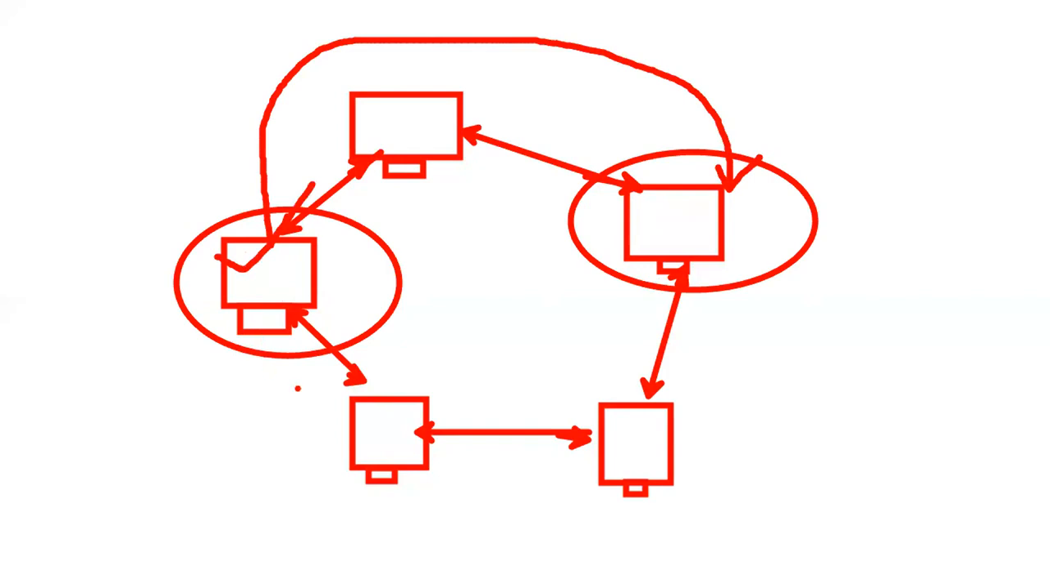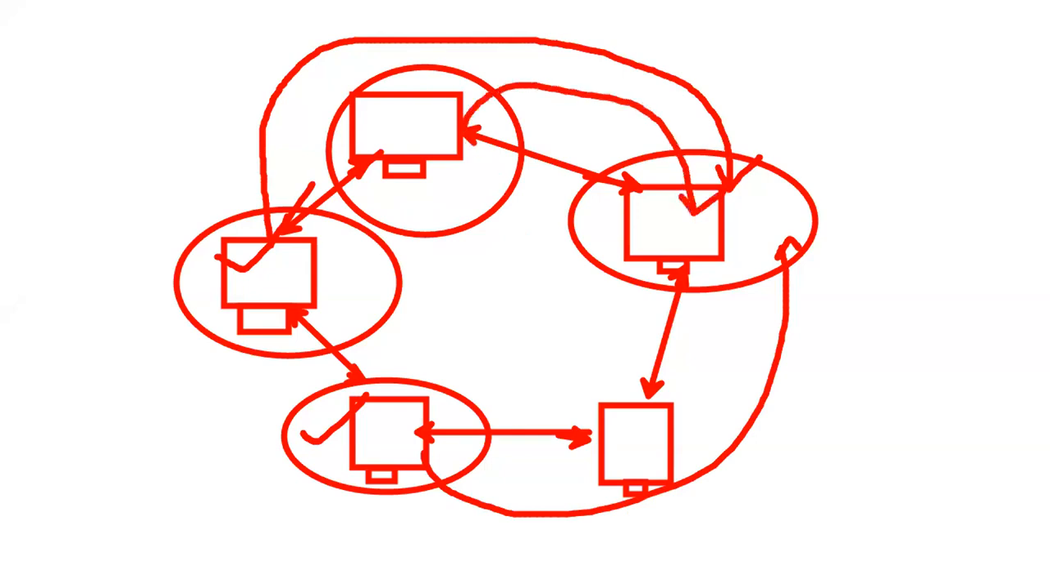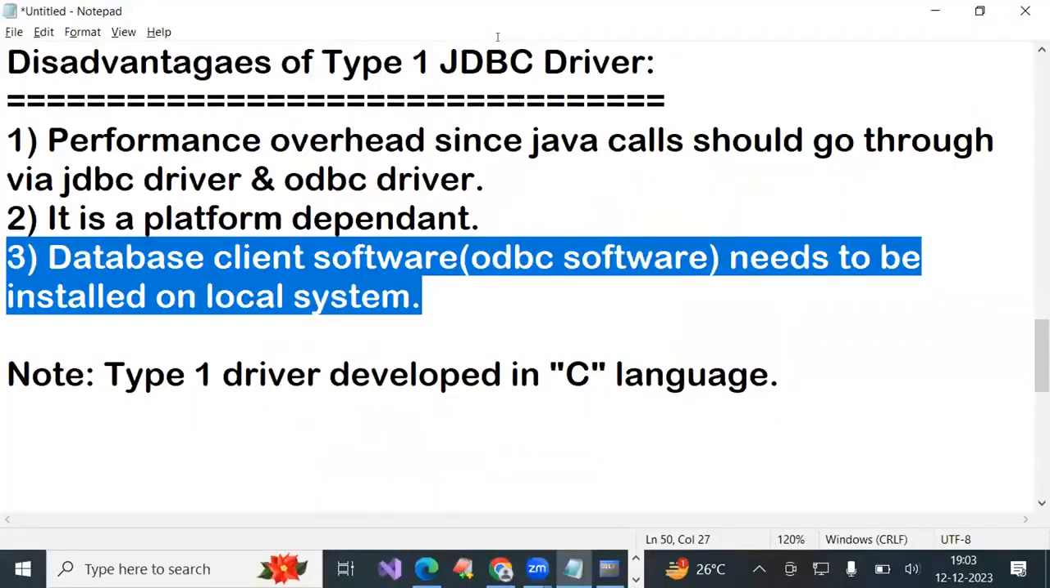With that it is possible. Suppose your Java application is there in this one, and you want to connect to this system's database, here also you have to install ODBC. Suppose in this computer a Java application is there, and you want to connect to this database, again here also you have to install ODBC software. Suppose 200 computers are there in the network. In how many systems do you have to install ODBC? 200 computers you have to install, and 200 computers you have to configure. Then communication is possible. That is a disadvantage.